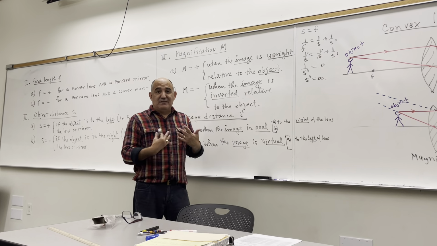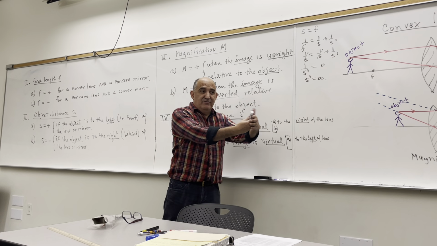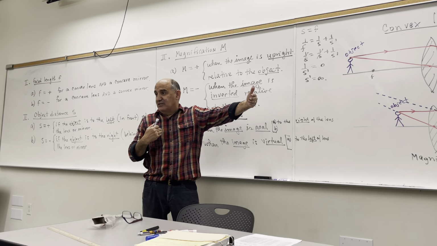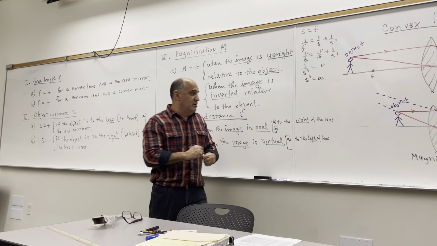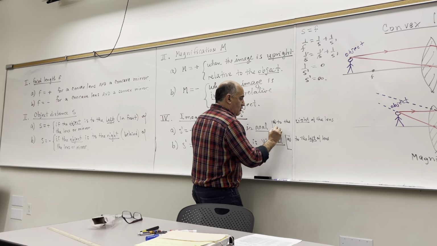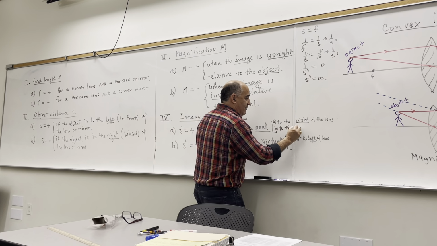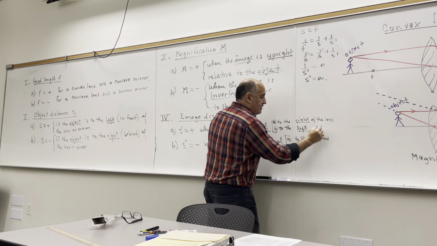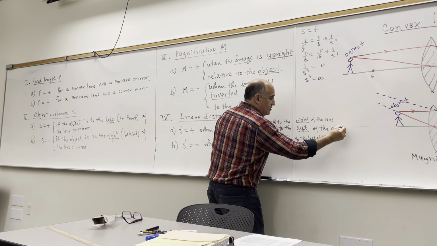But if it's a mirror, the light hits the mirror, never goes to the other side, and if it forms an image on this side, it's because the light ray is actually bent over there. So it will be to the right of the lens or to the left of the mirror. Doesn't matter if it's concave or convex.